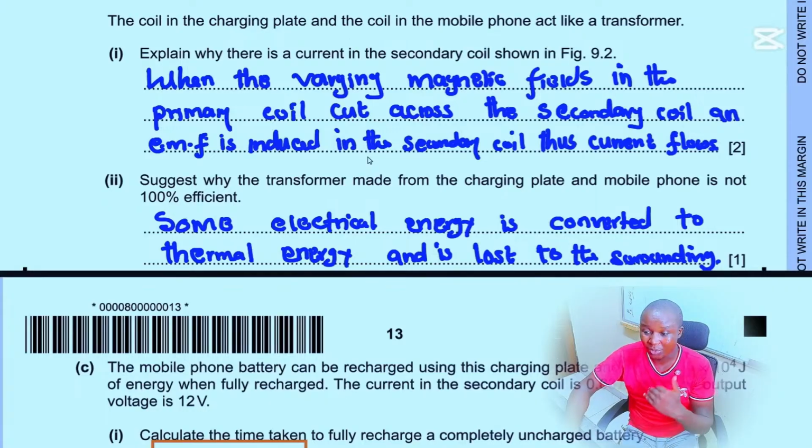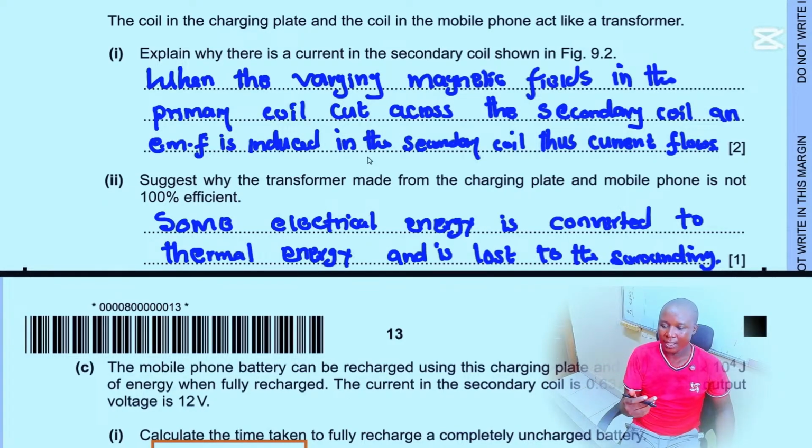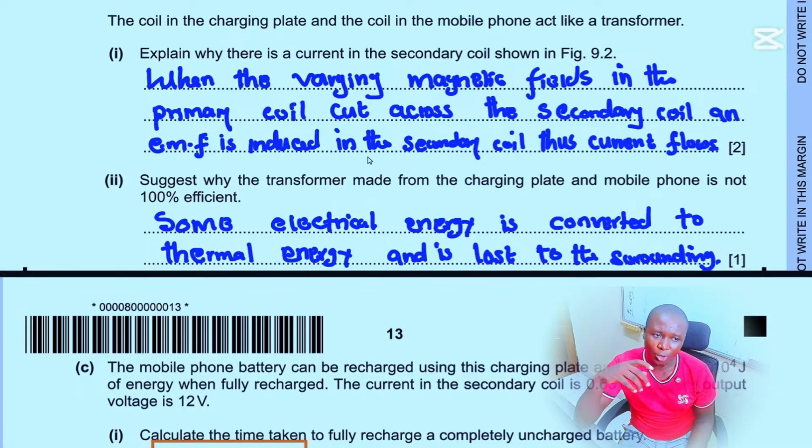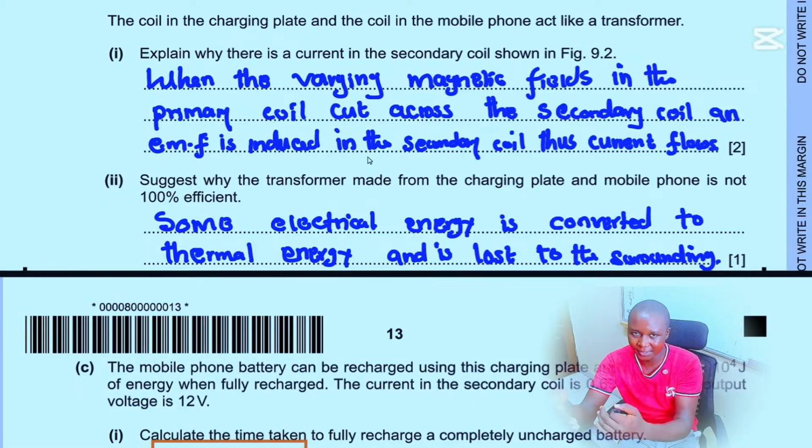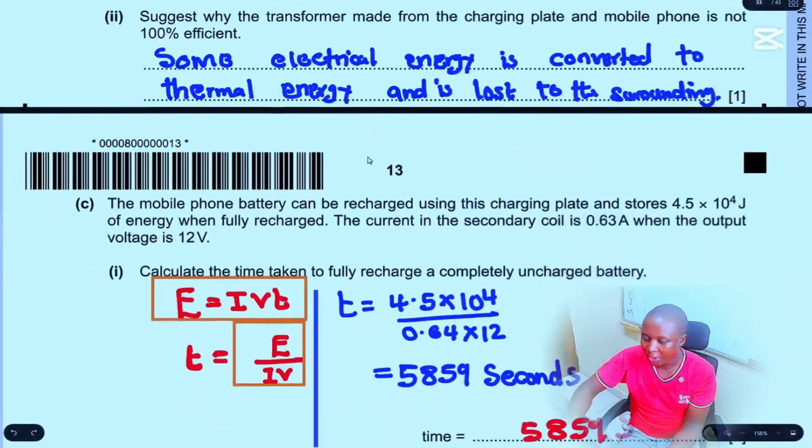And we are supposed to suggest why the transformer made from charging plate and a mobile phone is not 100% efficient. Remember, when current flows through a conductor, there is resistance. Due to resistance, the kinetic energy of the electrons will be converted to thermal energy, which means that some of the electrical energy will be converted to thermal energy and lost to the surroundings. So that's why it's not 100% efficient.